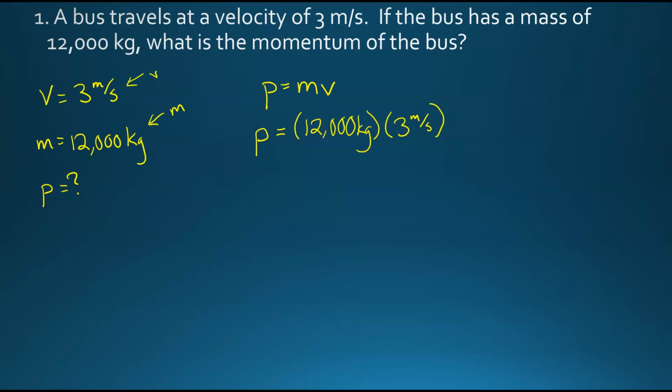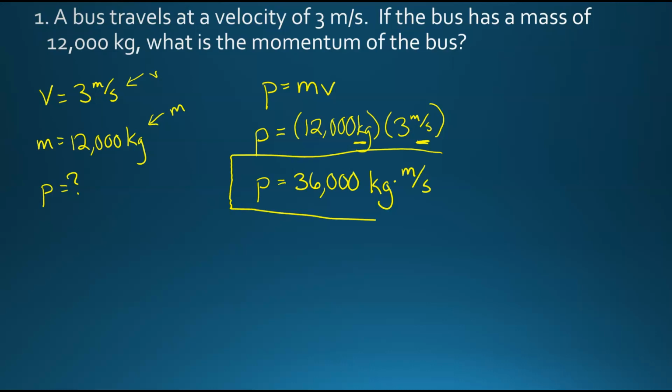So to find P, I'm just multiplying the two. If you plug this in your calculator, if you need to, go right ahead. But 12,000 times 3 is 36,000. And if you remember from what we just said about the units, we just multiply the units together to get momentum units. So we had kilograms times meters per second. We just write kg times m/s. And that's our answer. We're done.